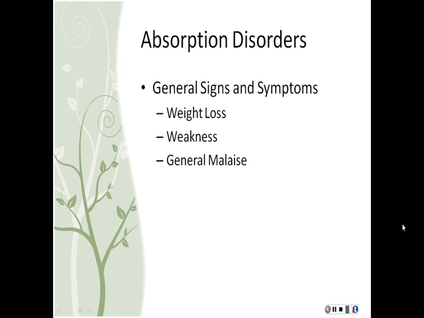Other complications include vitamin K deficiencies, which can lead to increased bleeding risks. This is why we're monitoring H&H. Problems with calcium deficiencies, folic acid, iron, and vitamin D or B12 deficiencies as well.